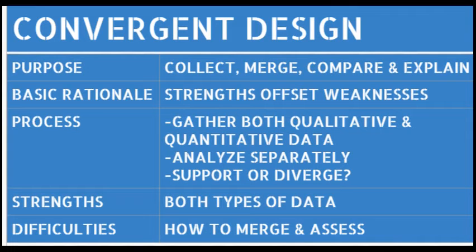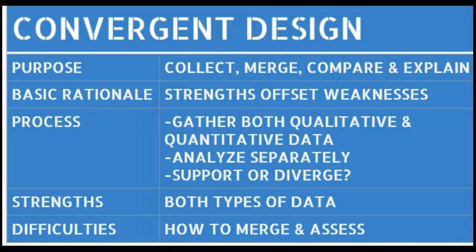The purpose of convergent design, also known as parallel or concurrent design, is to collect both qualitative and quantitative data and compare the results to get a fuller understanding of the research problem. Researchers will gather both qualitative and quantitative data, analyze both sets of data separately, then compare the results and analyze both sets of data. It is then up to the researcher to make an interpretation as to whether the results of the data support or diverge from their hypothesis.